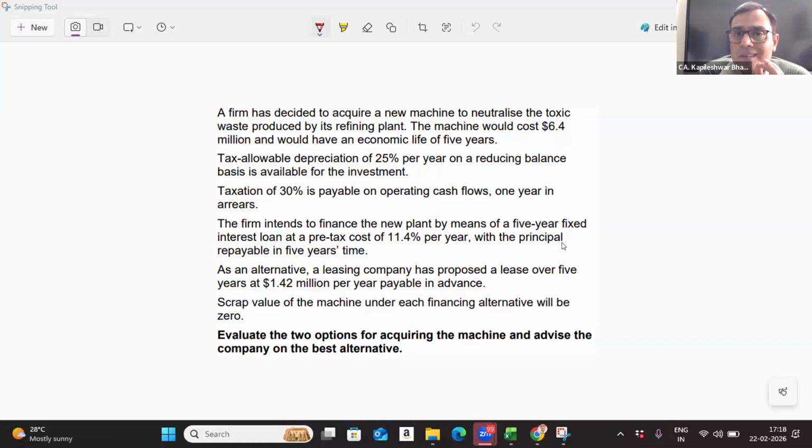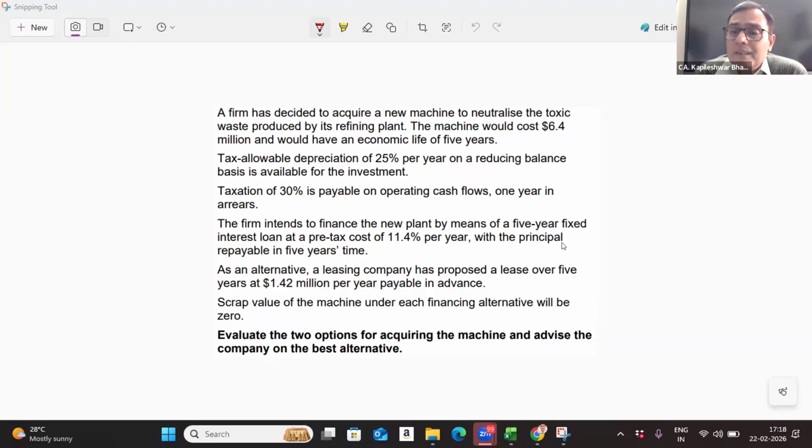It says a firm decided to acquire a new machine to neutralize the toxic waste produced by a refining plant. The machine will cost 6.4 million and would have an economic life of 5 years. Tax allowable depreciation of 25% on WDV is available on the investment. Taxation of 30% is payable on the operating cash flows 1 year in arrear. The firm intends to finance the new plant by means of a 5 year fixed interest loan at a pre-tax rate of 11.4% with the principal repayable in 5 years' time.